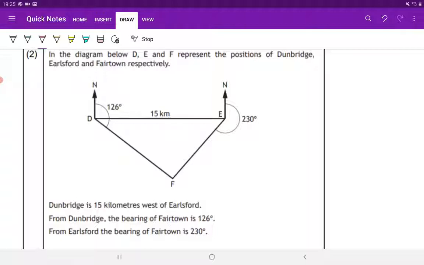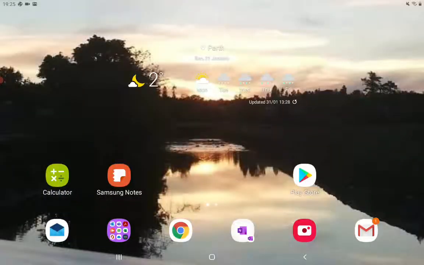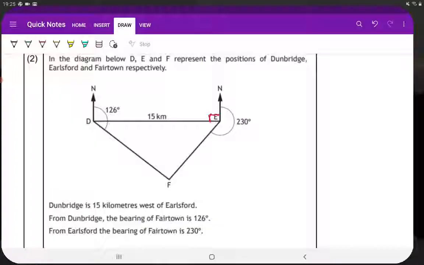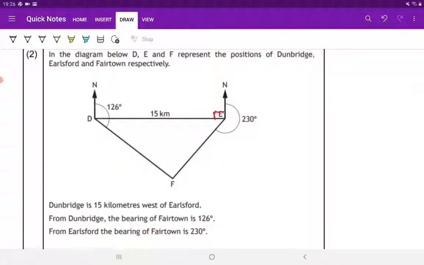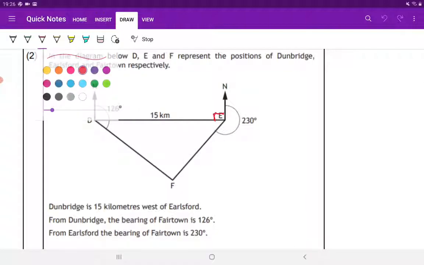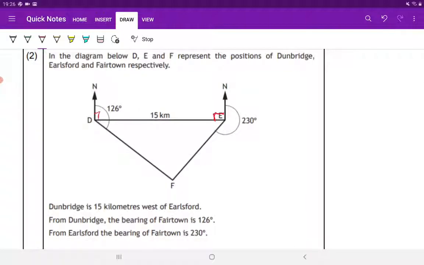So that's all detailed on there, apart from the fact they're missing off the obvious: if Dunbridge is west of Earlsford, then that has to be a right angle in there, because the bearing is 270, so what's left is 90. And if that's a right angle, this is obviously going to be a right angle here as well. Sometimes these little right angles will pop up if it's talking about east and west. You also need to know your other bearings like northeast, northwest and so on. That might be something we need to do a bit of revision on.